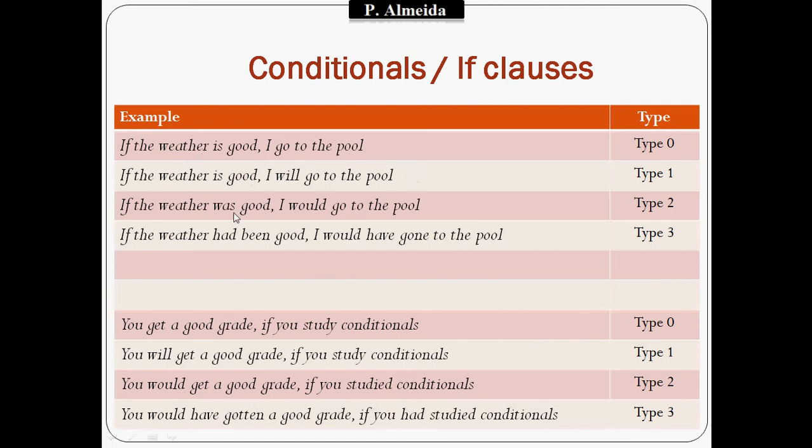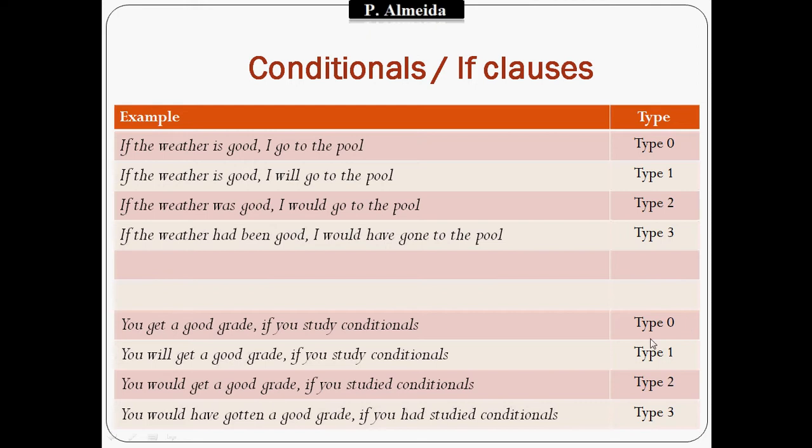The third conditional is less likely. If the weather was good, I would go to the pool. And then the last one is something imaginary, because it's kind of an impossible situation because the weather had not been good. So if the weather had been good, I would have done something. I would have gone to the pool, okay?